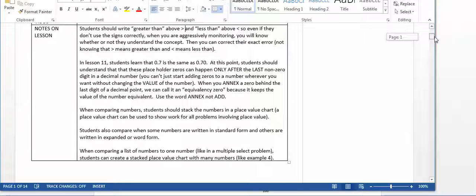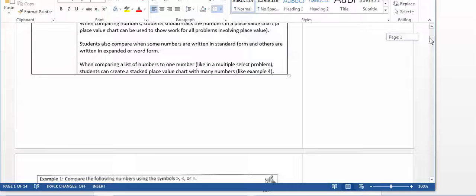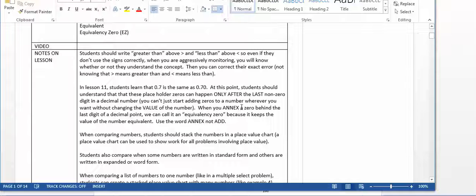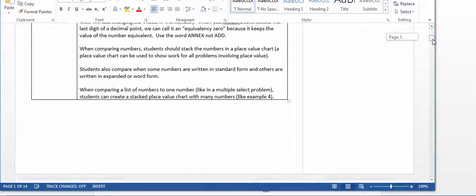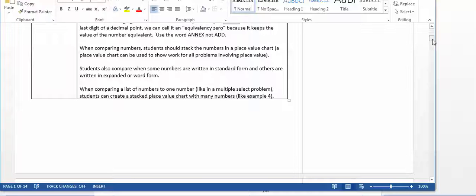Great. In this lesson, we also continue to practice that 7/10 is the same as 70/100 because we annex equivalency 0. Don't use the word add a 0. We really want students to be using this word annex a 0. That means we're placing a 0. Add insinuates that we are doing an operation, and there are no operations happening here.